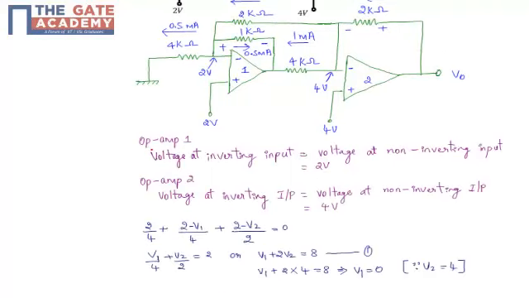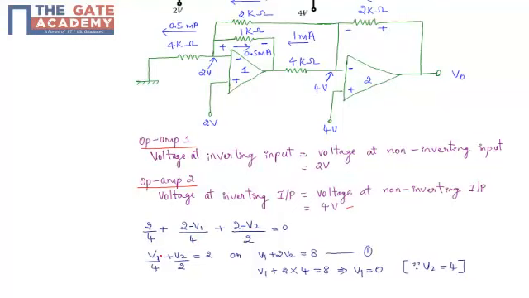In op amp 1, the voltage at the inverting input is equal to the voltage at the non-inverting input, that is 2 volts, and in op amp 2, the voltage at the inverting input is equal to the voltage at the non-inverting input, that is 4 volts. The current values and directions are as shown here. 1 milliamp flows through op amp 1 and 2 milliamps flows through op amp 2. So from op amp 1, (2 minus V1)/4 plus (2 minus V2)/2 equals 0.